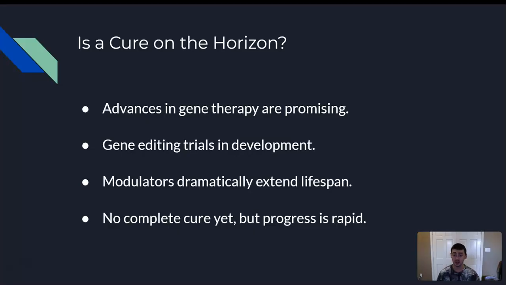Gene therapy and gene editing are especially exciting because they offer the possibility of fixing the underlying genetic defect, potentially providing a long-term or permanent cure. While we're not there yet, the rapid pace of research provides real hope for the future.